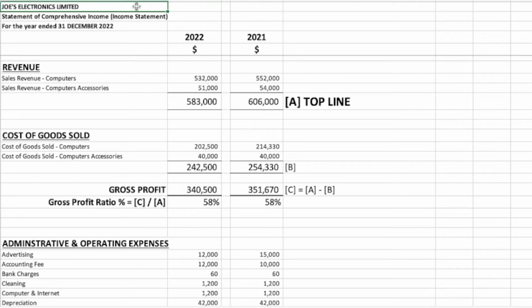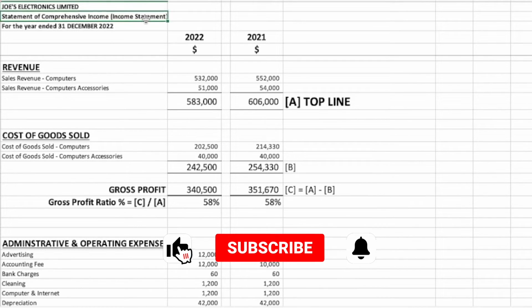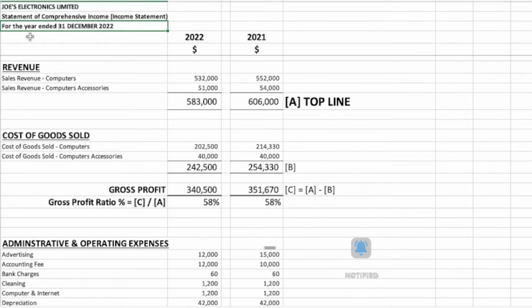So this is an example of an income statement. Joe's Electronics Limited, Statement of Comprehensive Income, which is the income statement, for the year ended December 31st, 2022. So we see that it says for the year ended because it is just showing that period for that 1 year. It is unlike the balance sheet where it says as at, because for the income statement we are just doing it 1 year at a time.